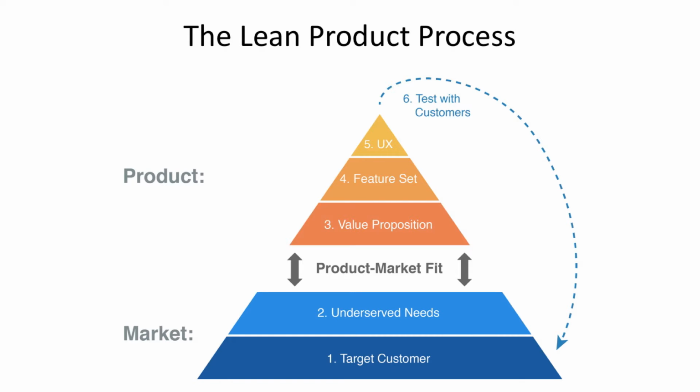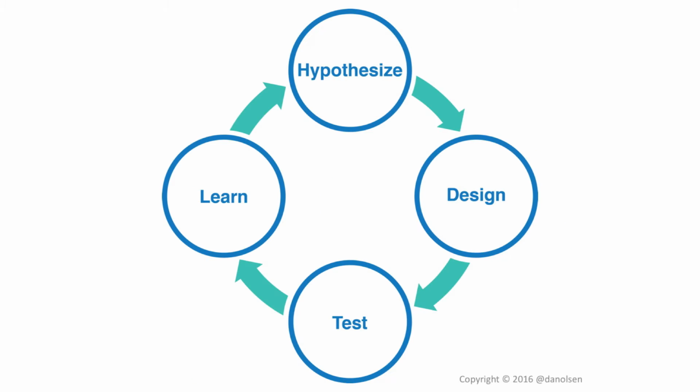And this is an iterative process, and so this is a variant of the build, measure, learn loop that I created that I prefer, where it starts out with hypothesizing. You're forming hypotheses. You're coming up with designs on how you can test those hypotheses. You test the hypotheses, you learn, and then you revise your hypotheses. So as you're working through that pyramid of product market fit, we're doing this iterative process.